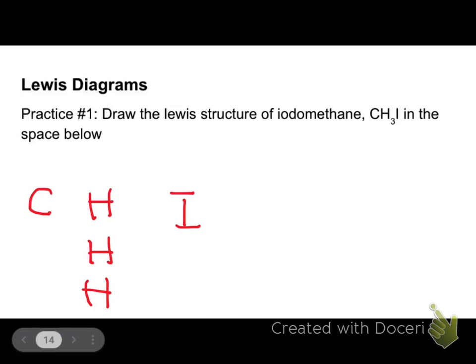Write the electron dot notation for each type of atom. Okay, so I need to do electron dot notation. How many valence electrons does carbon have? 4. So I'm going to go ahead and draw those around him. How many does hydrogen have? 1. So I'm going to go bink, bink, bink. And then how many does iodine have?